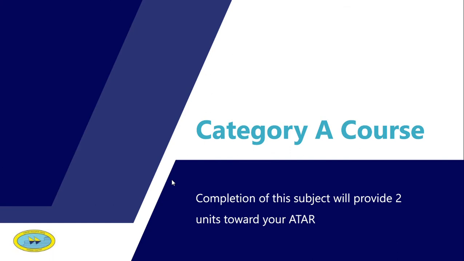So just like many other subjects, just like ancient history as well, modern history is actually a Category A course. So what that means is you'll be provided with 2 units towards your ATAR on completion of the subject. So again, very valuable course for students who are looking to boost their ATAR. But modern history, of course, is a very popular subject in that you get to learn about some very interesting things. So it can also be valuable to you in other ways as well.